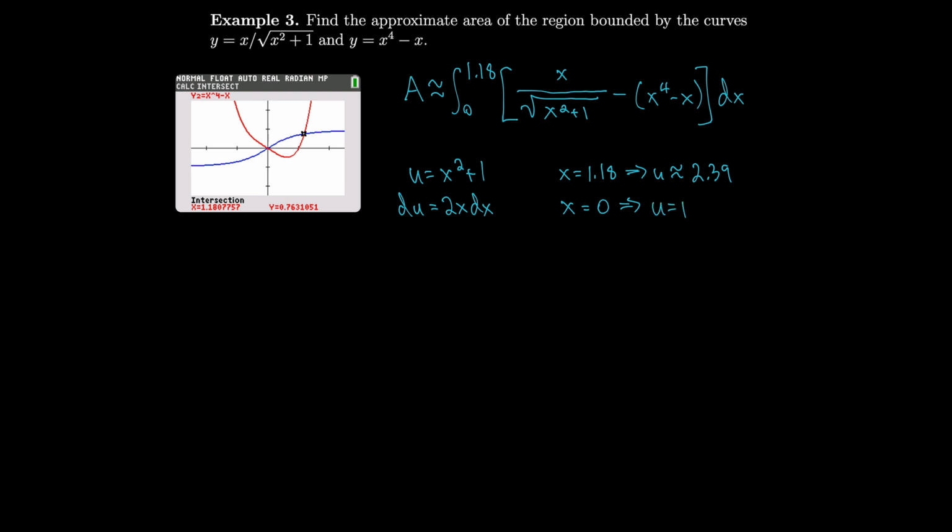By doing the substitution, I can replace the x and the dx. This will just be the square root of u, so that makes things a lot easier. So that means my area will now actually be approximately equal to one half of the integral from 1 to 2.39 of du over the square root of u. And then I won't mess with this part because it's perfectly fine. So I'll just leave that as the integral from 0 to 1.18 of x to the 4th minus x dx.